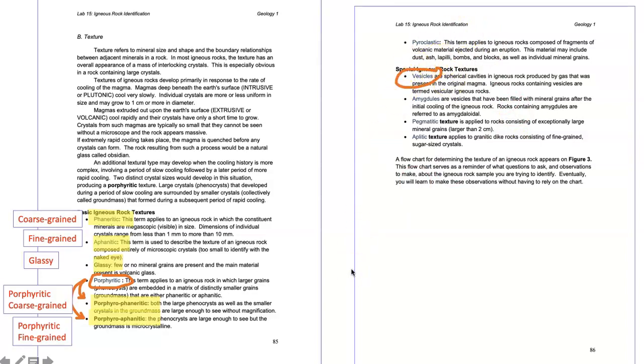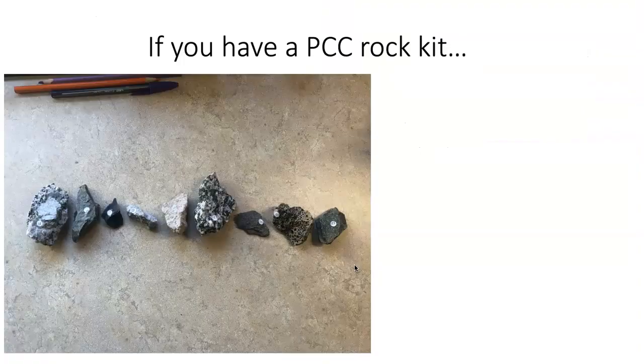These are what look like frozen gas bubbles in a rock, and those are in fact gas bubbles that were in the rock when it was molten, and they've kind of been preserved. They look like holes in the rock.